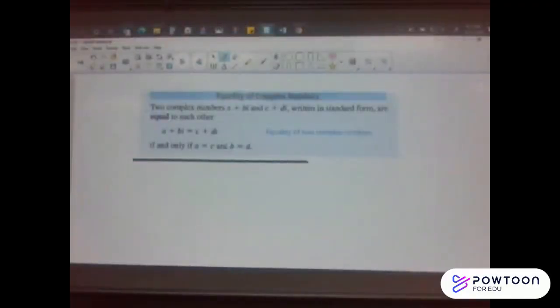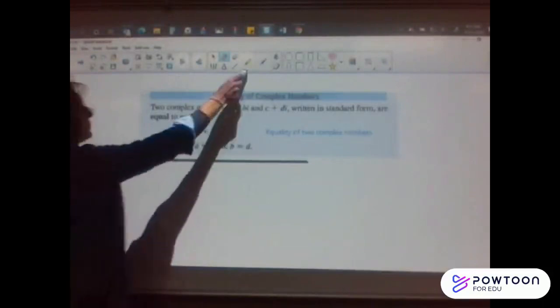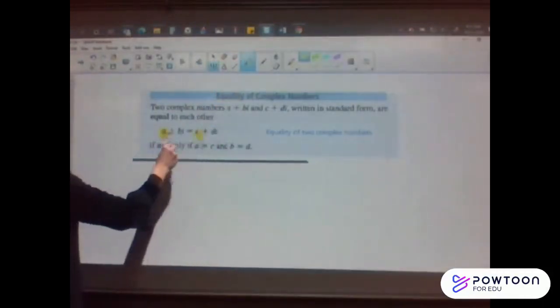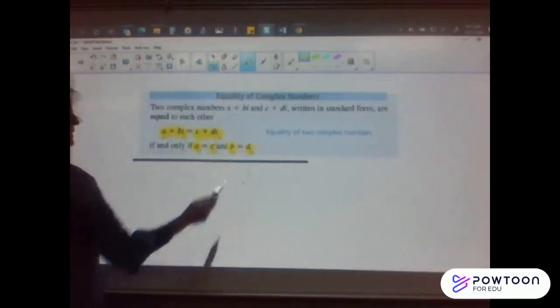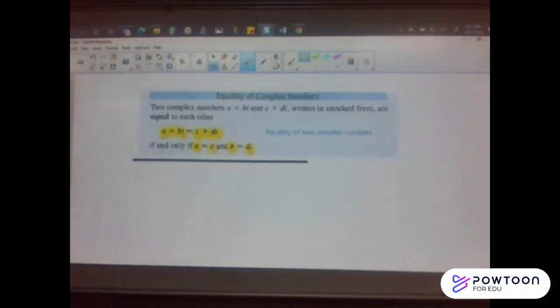Okay, now for two complex numbers to be equal to each other, so these two are equal to each other, A has to equal C and B has to equal D for those two complex numbers to be equal.